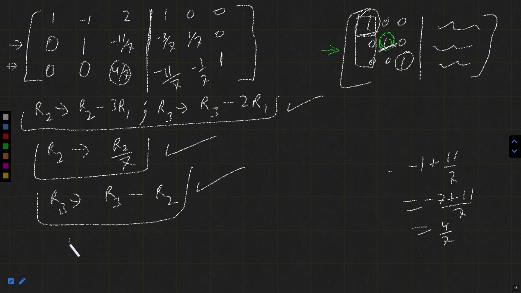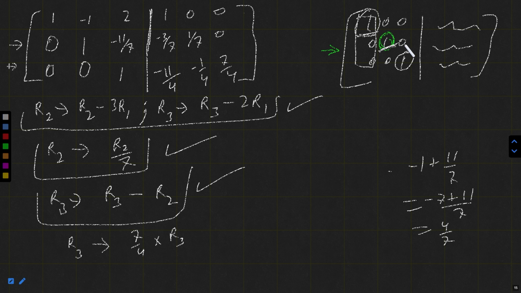Quite simple, just multiply. R3 now will be 7 by 4 multiply with R3. Yes, so 7 by 4 means 1. Minus 11 by 7 multiplied with 7 by 4 will be minus 11 by 4. Now here minus 1 by 7 multiply with 7 by 4 will be minus 1 by 4. Okay. Now 7 by 4 will be here.